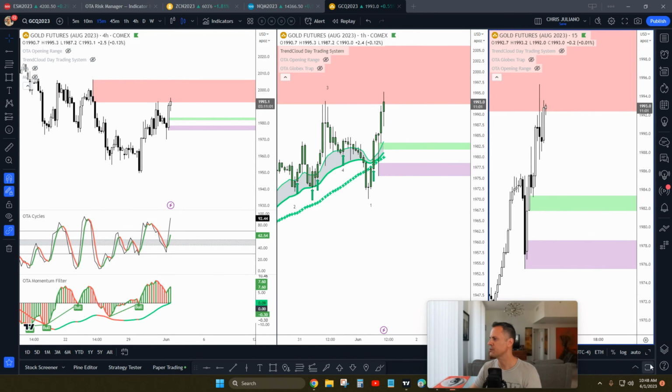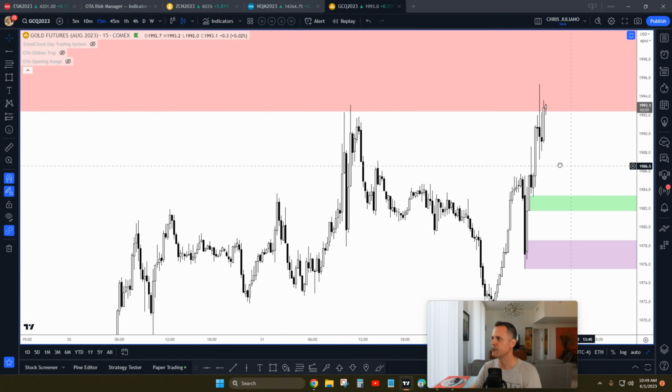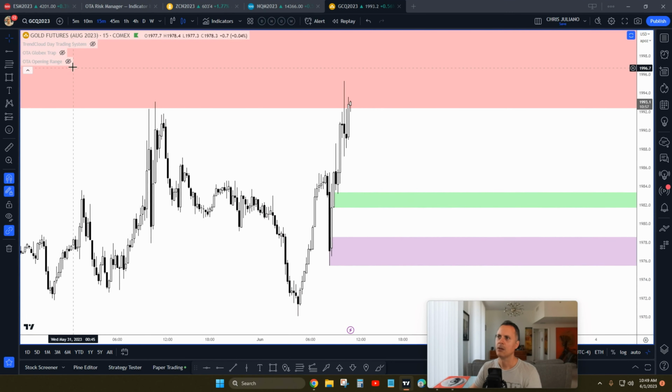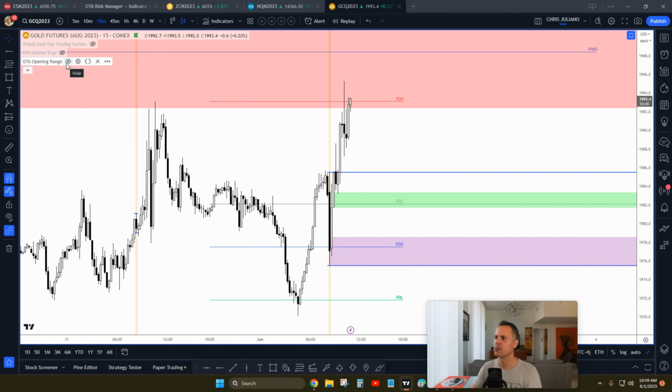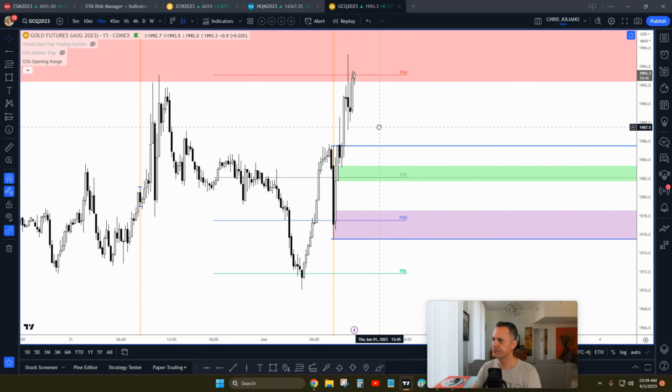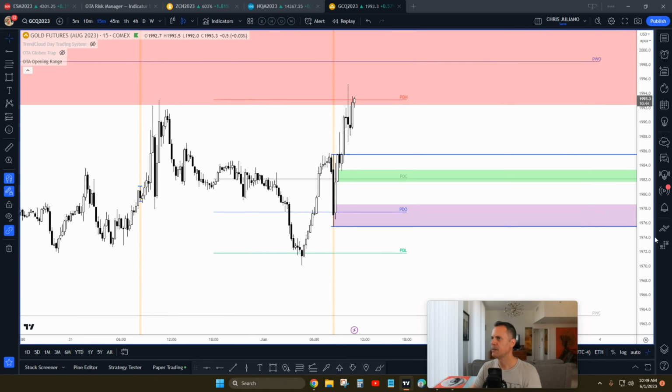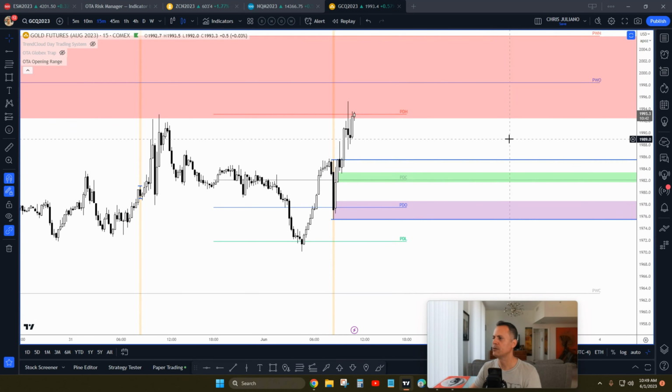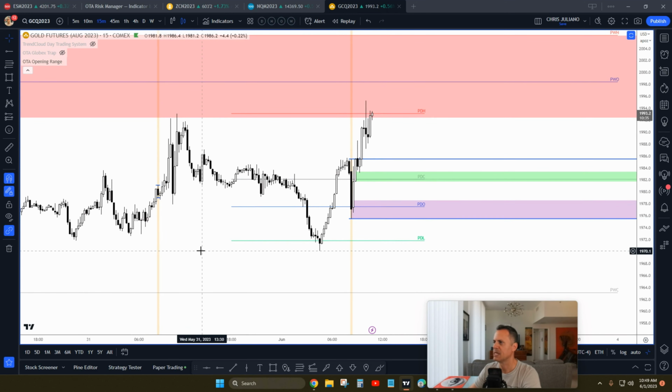Now we go over to our 15-minute chart. First, do we have a Globex trap? There is no Globex trap here. Go to your opening range breakout. And here we have on gold, 15-minute opening range. And what do we get?